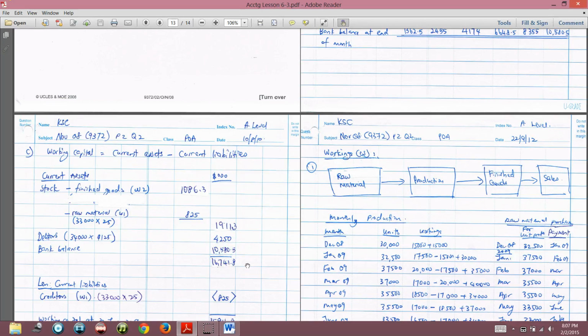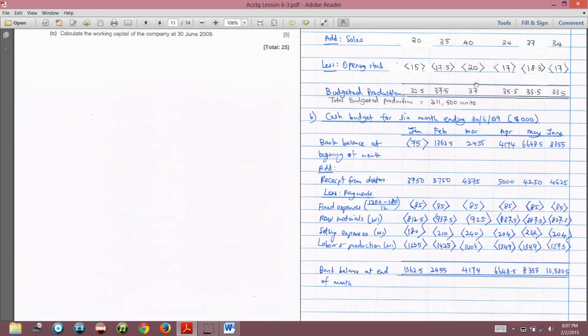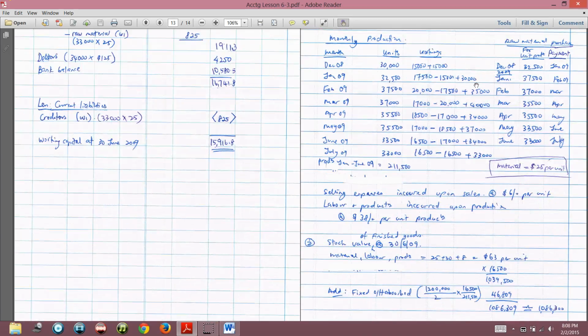Okay, because then the creditors. Okay, so how did I get my creditors figure? So in part A of the question, it says that sales in July and August is 33,000 per unit. So that means, okay, so how did I get my creditors figure?